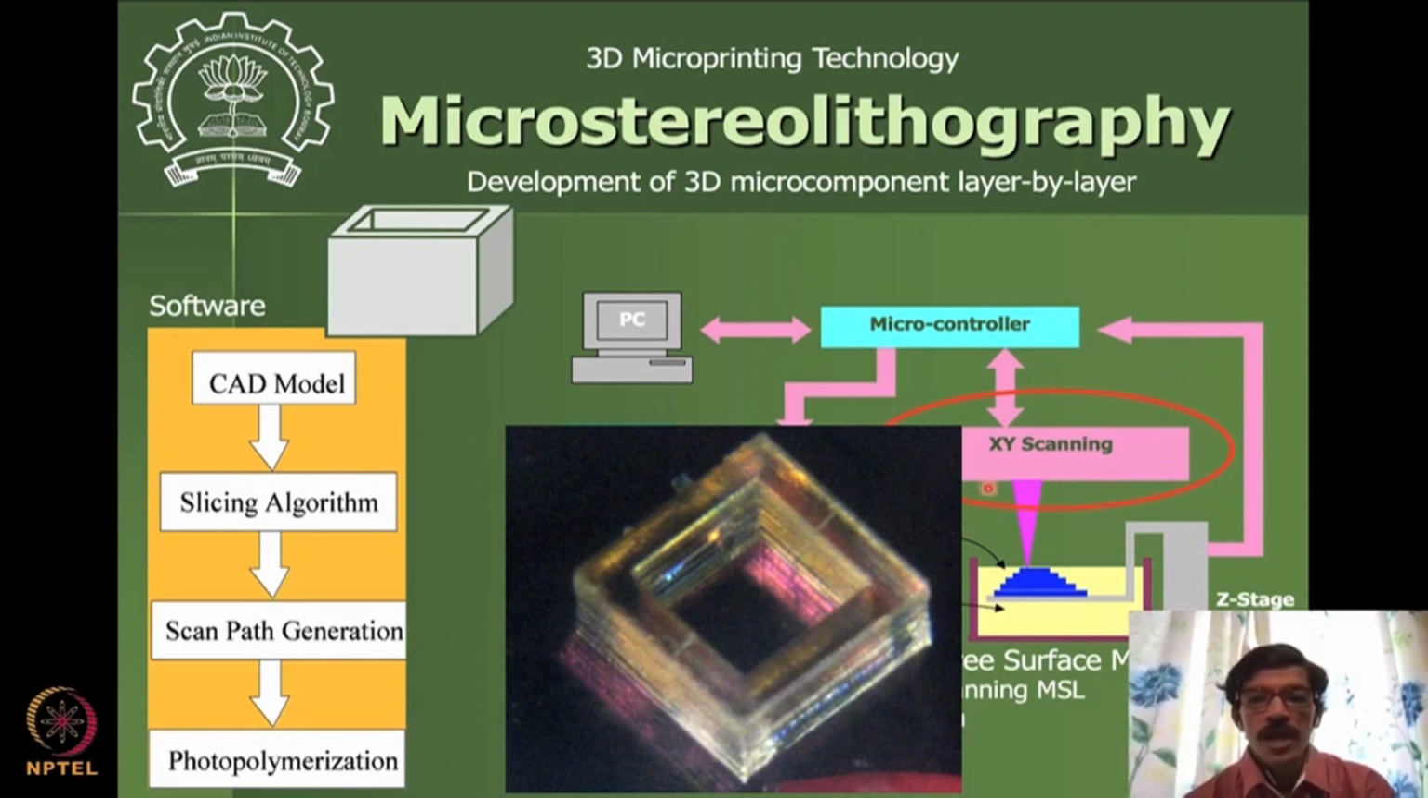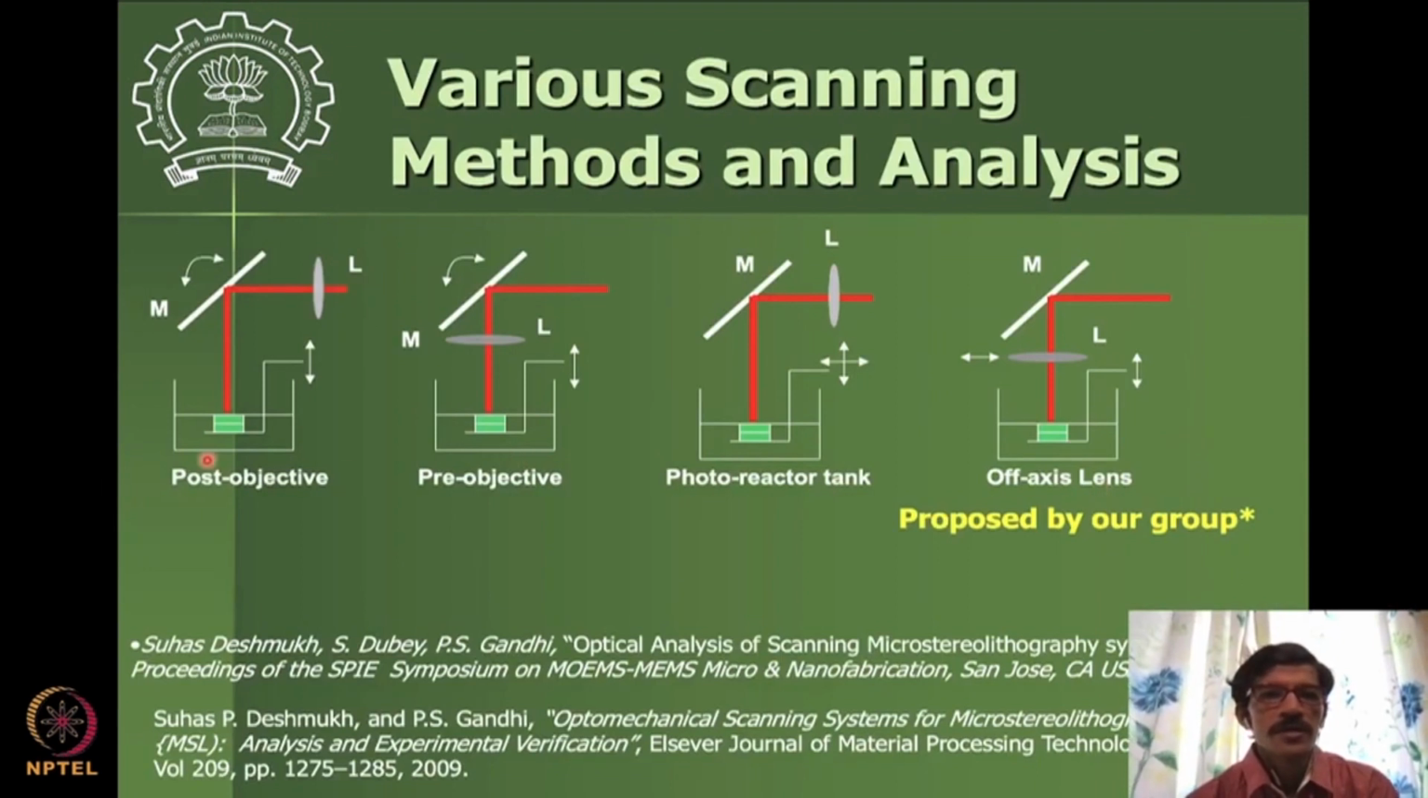But to scan the laser beam, there can be different methods for scanning. Some of these methods are demonstrated here. You can have mirrors which are tilting, and then the lens is focusing the laser beam, and as the mirror tilts, the laser beam is going to scan on the surface. Then you can have the laser beam scan, and the lens's placement is different from this method. And in this case, your tank itself is moving and the laser beam is stationary. Each of these systems has some advantages and disadvantages one can see.